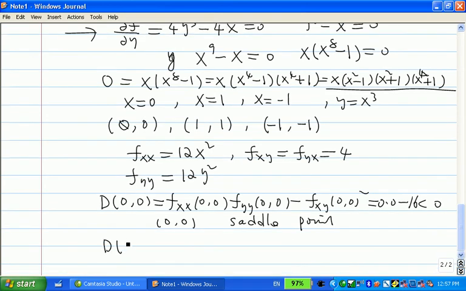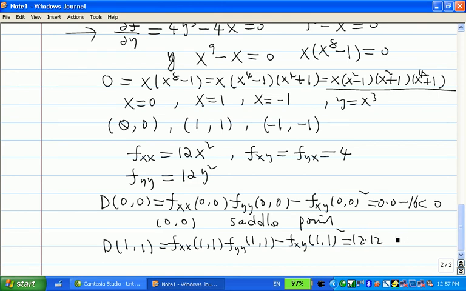Okay, now let's see D(1,1): fxx(1,1) times fyy(1,1) minus fxy(1,1) squared. fxx(1,1), replace x by 1, you got 12. fyy(1,1) you got another 12. Then minus 4 times 4 gives you 16. Obviously it is positive.